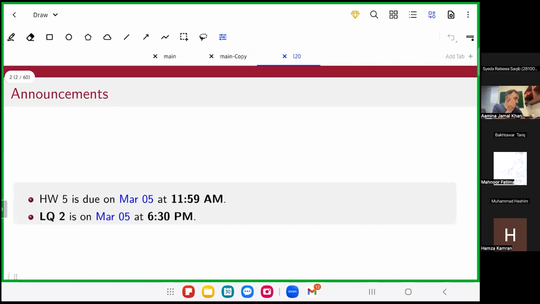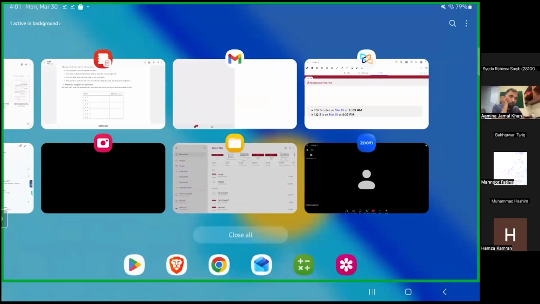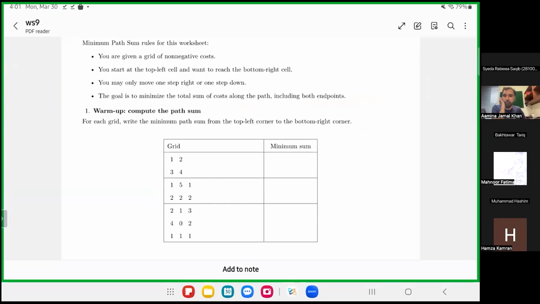Okay, let's start with the worksheet. The problem I have for the worksheet is the same as one of the problems from your homework, so I hope some of you have already seen this. Can you guys see my screen and hear my voice? Yes, Professor. Okay, awesome, cool.